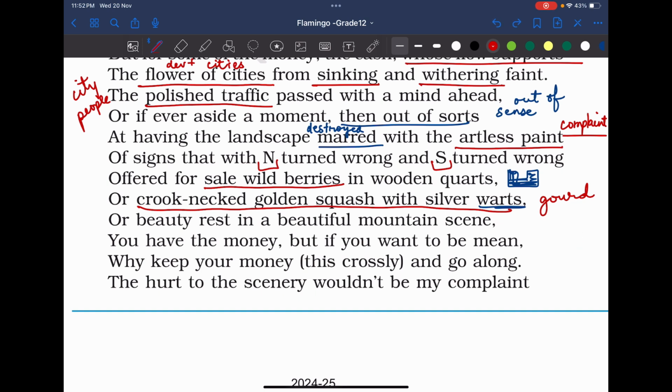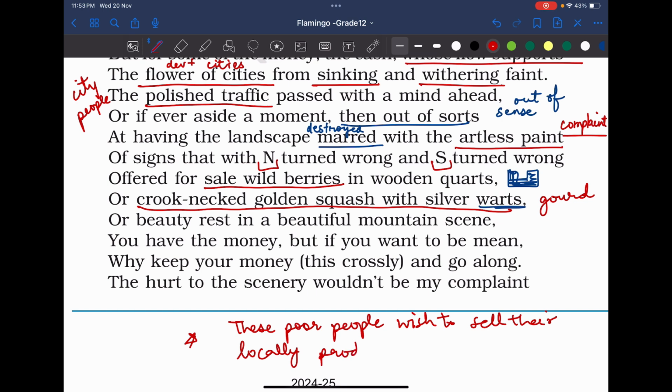I will write it here so that you also remember. These poor people wish to sell their locally produced items to the passersby. But are they stopping? No, they are not stopping. Beauty rests in a beautiful mountain scene. So first of all, nobody is stopping.